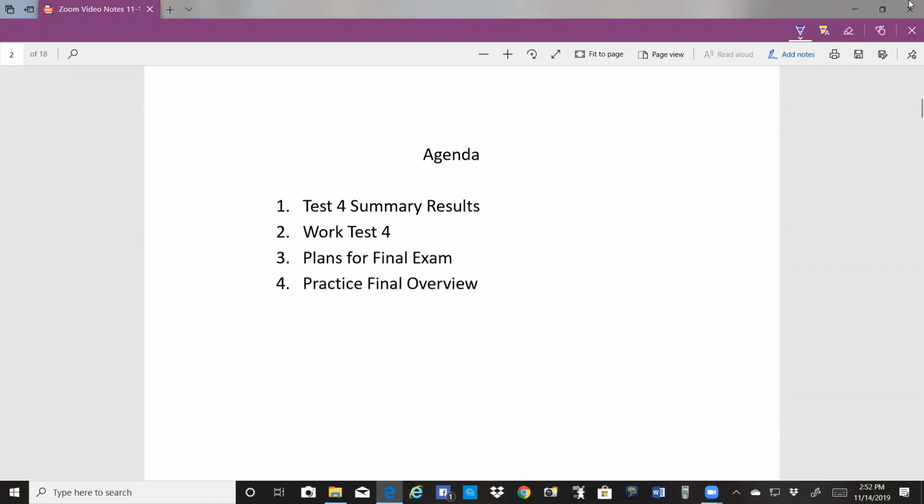Next page, we have the agenda. We're going to be talking about Test 4 summary results as well as results of all the tests and the homework. Then we're going to work Test 4, talk about plans for the final exam, and do a brief overview of a practice file, which is on D2L now and also on my website.